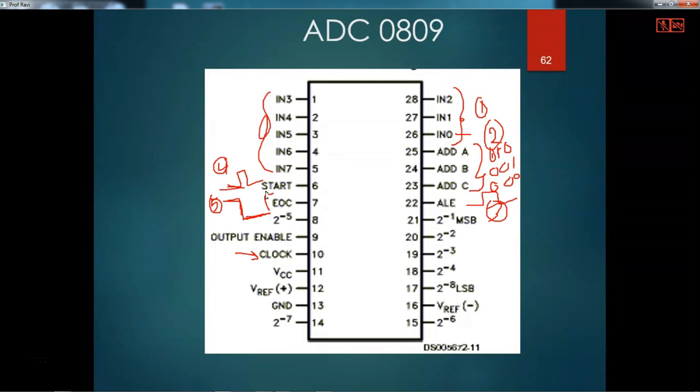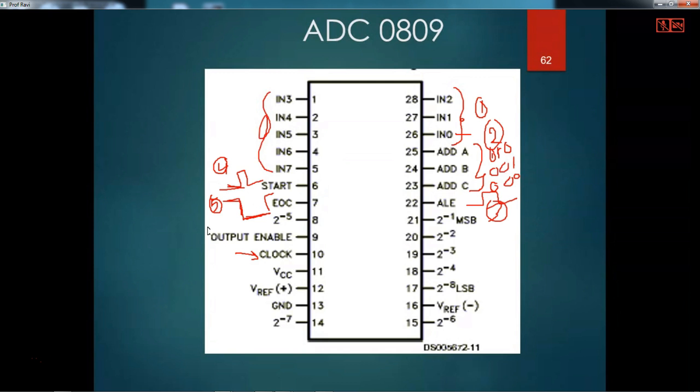So once the end of conversion is done, if it is high, then the conversion is finished. Once the conversion is done, the bits are available on the analog to digital converter. Now you have to bring these digitized bits onto the microcontroller.